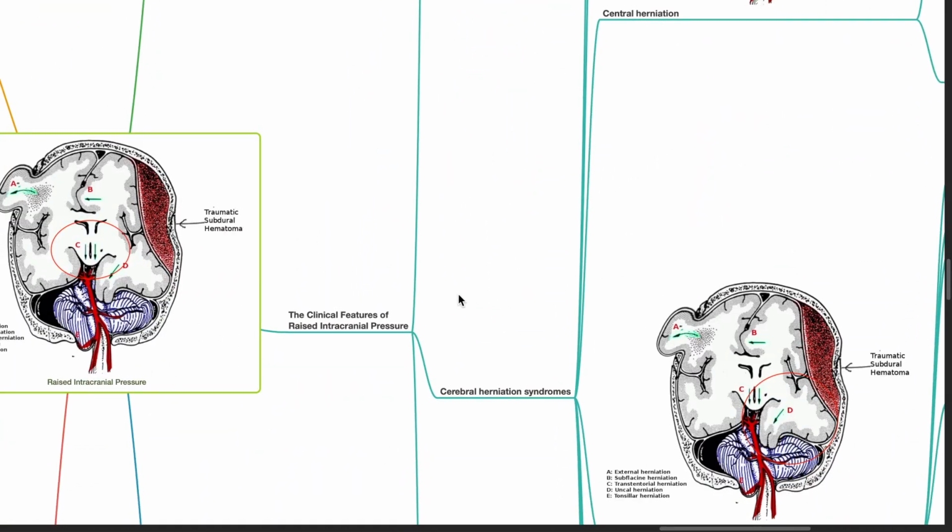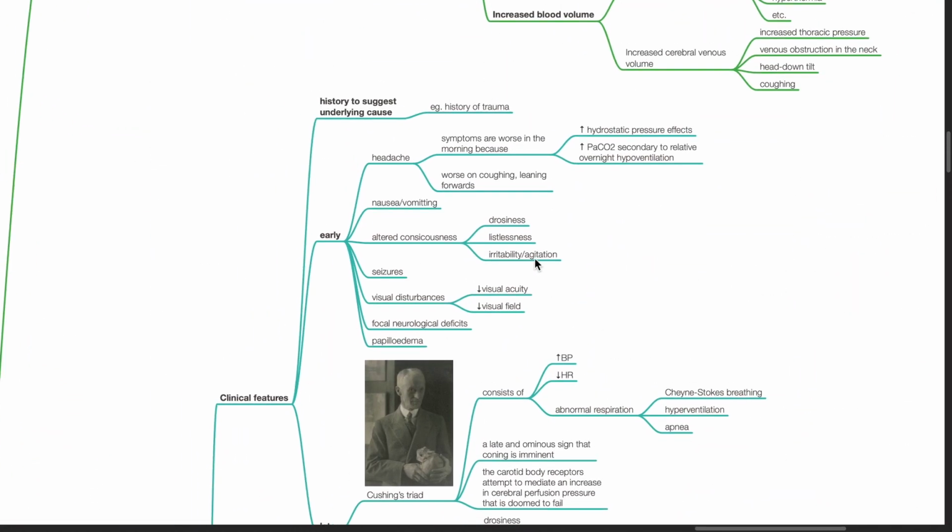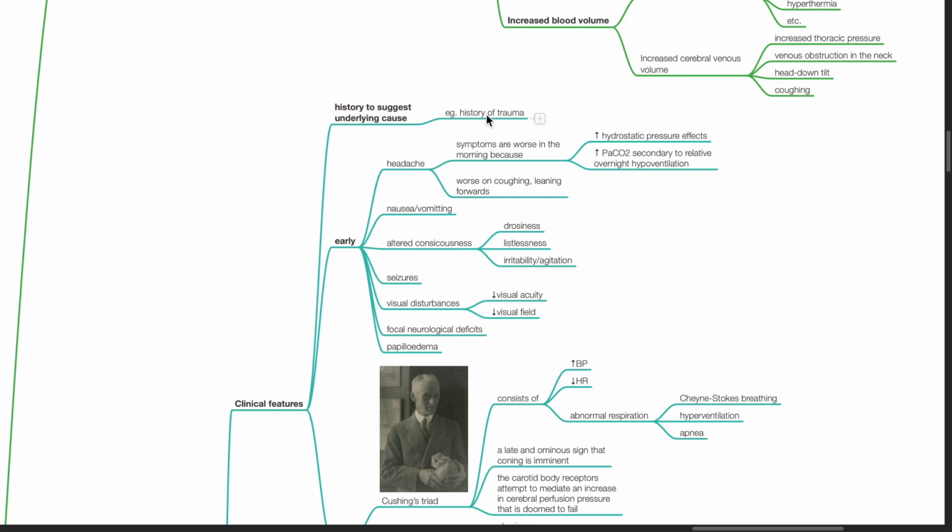Clinical features of raised intracranial pressure. History to suggest underlying cause, such as history of trauma. Early clinical features include headache. Symptoms are worse in the morning because of increased hydrostatic pressure effects and increased PaCO2 secondary to relative overnight hypoventilation. The headache is worse on coughing and leaning forward. Nausea, vomiting, altered consciousness, which includes drowsiness, listlessness, and irritability or agitation. Seizures, visual disturbances, reduced visual acuity and visual field, focal neurological deficits, and papilloedema.